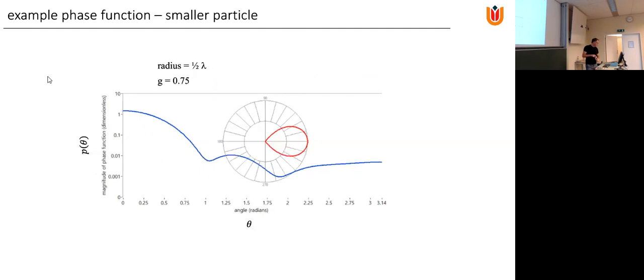And now an even smaller particle, so radius half the wavelength.